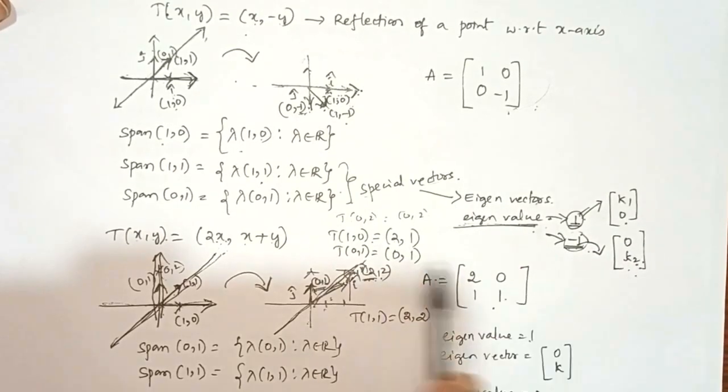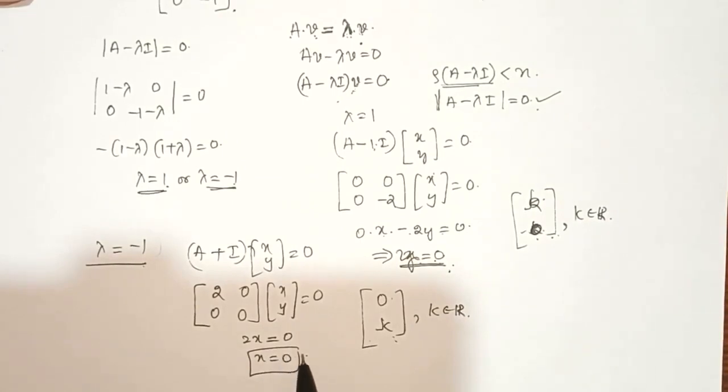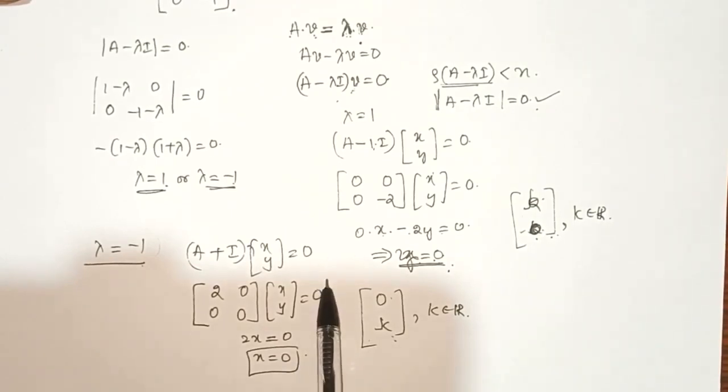So this is geometrically, and this is algebraically how we find the eigenvalues and eigenvectors of the given matrix, which is the same as finding the eigenvalues and eigenvectors of the given linear transformation.